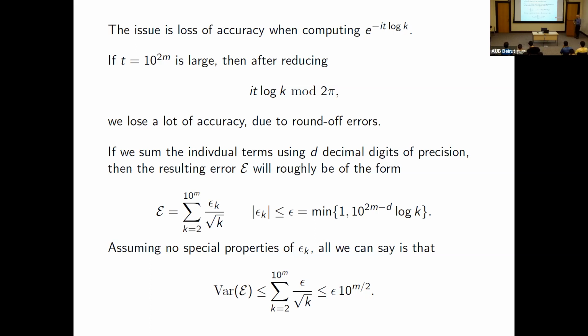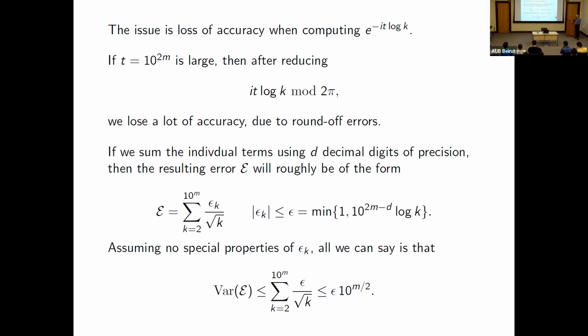So if you just use the triangle inequality and bound the variance of this error, then all we know is that it's bounded by the machine precision, 10 to the minus d, multiplied by 10 to the 2m minus d, if you sum 1 over square root of k here and approximate the sum by an integral, then this would be about 10 to the m over 2. Right?